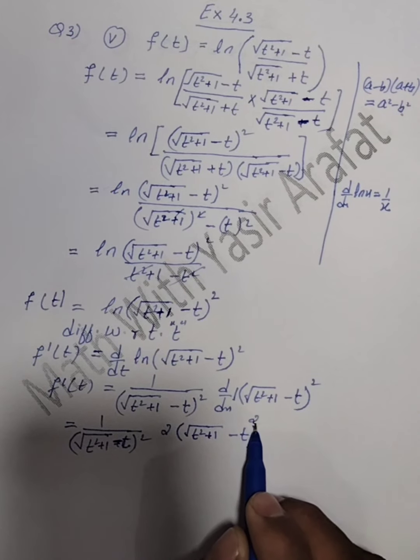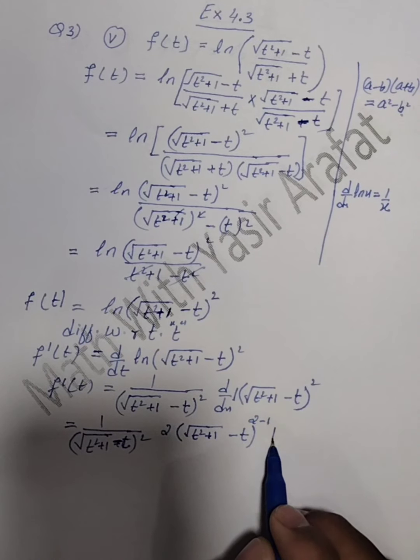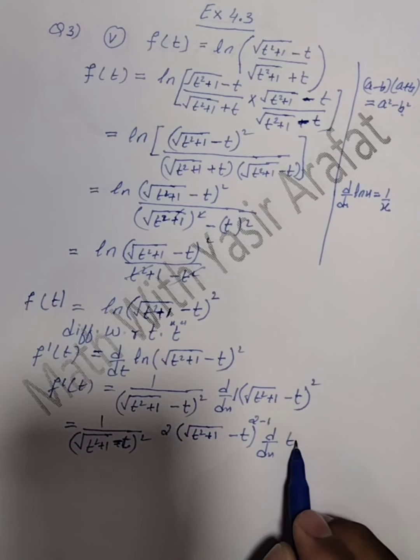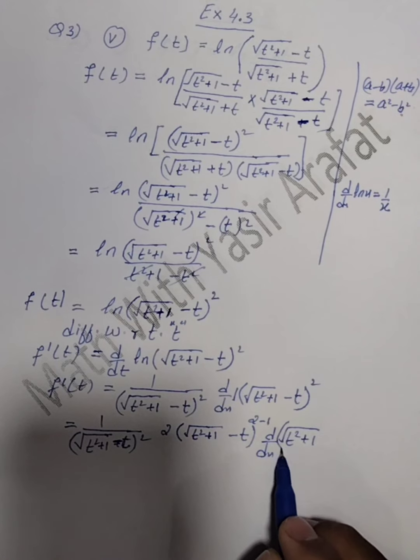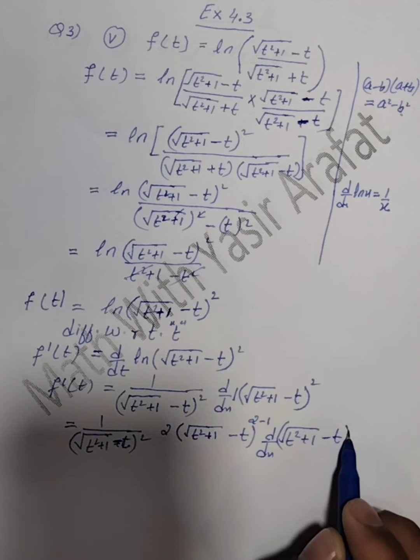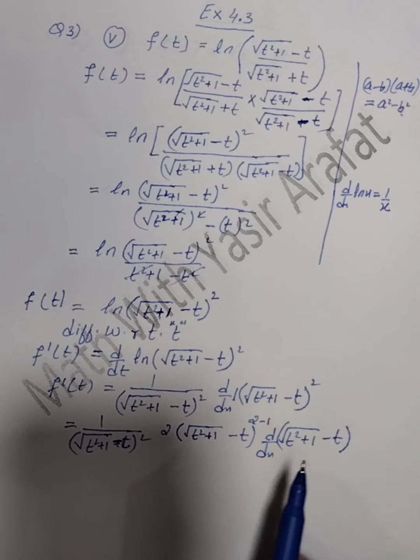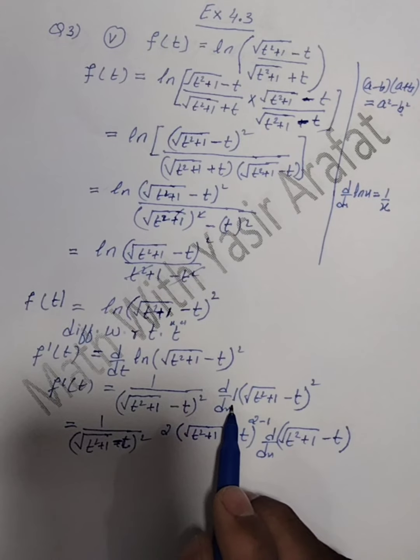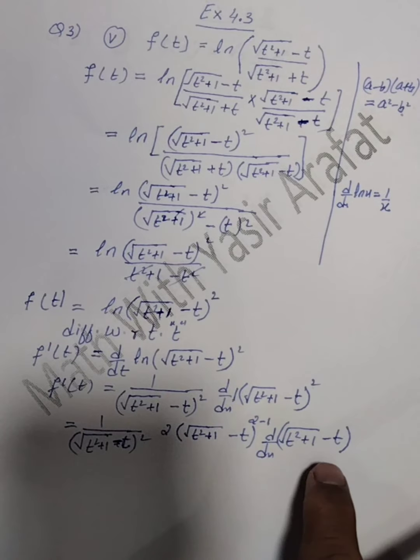So this is 2 minus 1. We have to apply the power rule here, and now we have to find the derivative of the function here, and the function is the radical of t square plus 1 minus t. First we have to find the derivative of the power, and then we have to find the derivative of the function here.